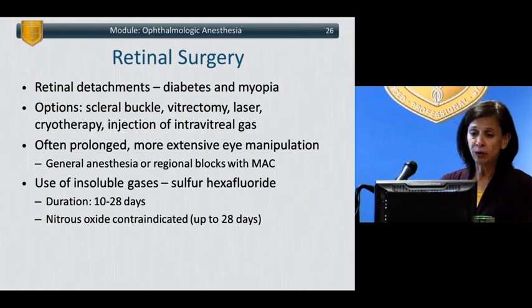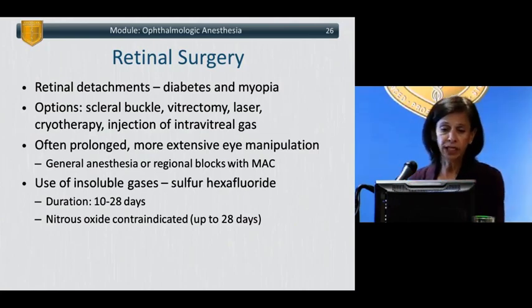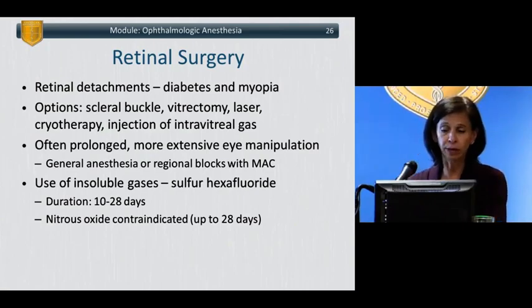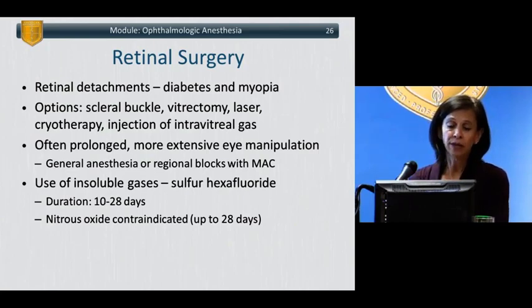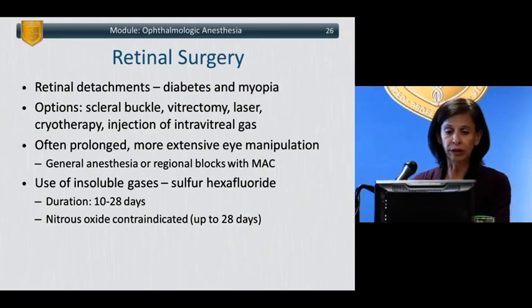So we mentioned retinal surgery and how it's a little bit different than cataract surgery. These are typically done for detachments. It's more common in patients who have diabetes and myopia, because myopic patients have long eyes. Their retinas detach. There are different surgical options. They may do a vitrectomy. They may do what's called a scleral buckle. They may use laser. They may use cryotherapy, and they may inject an intravitreal gas.